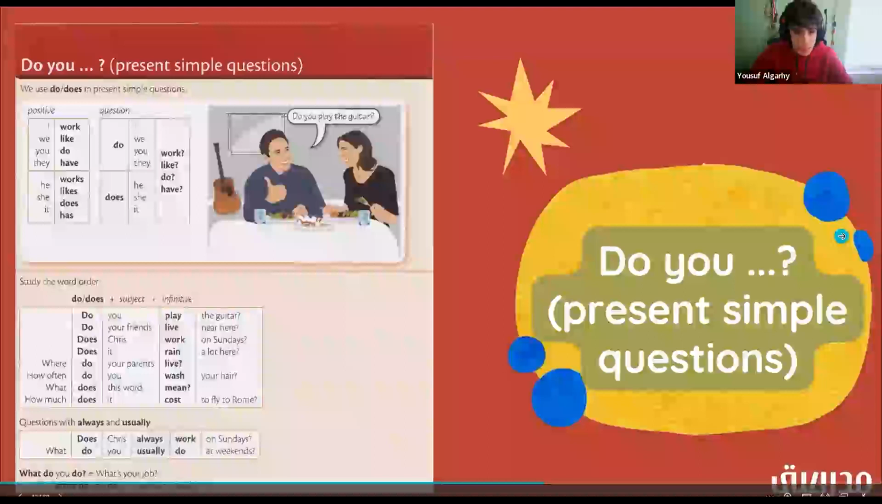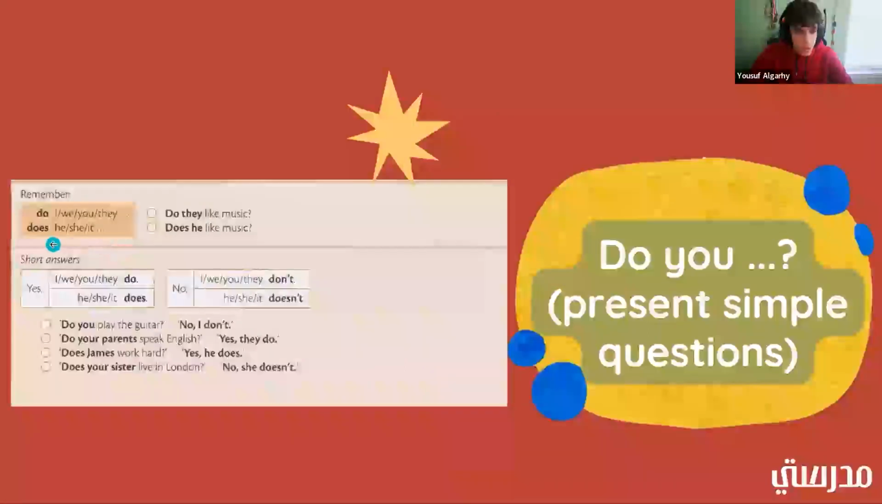All right. So we need to remember that do can be combined with things like I, we, you, or they. So here we have the example, do they like music? Okay. And does can be combined with he, she, and it. So we have the example, does he like music?